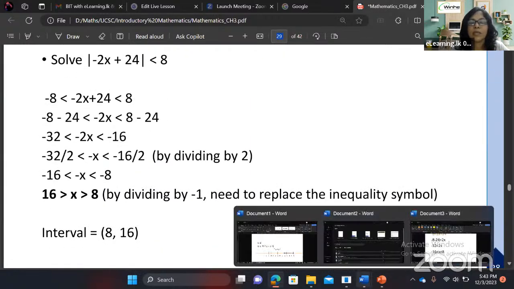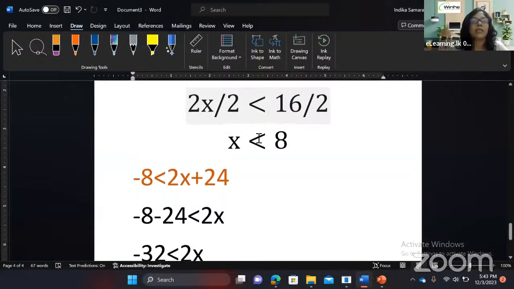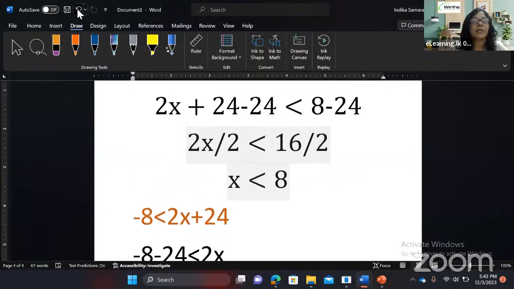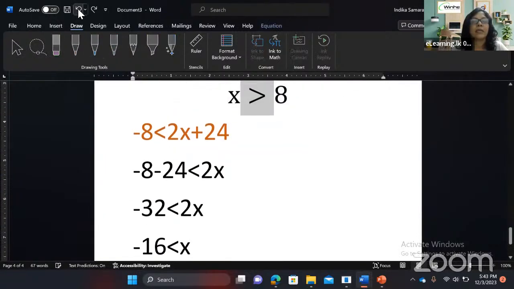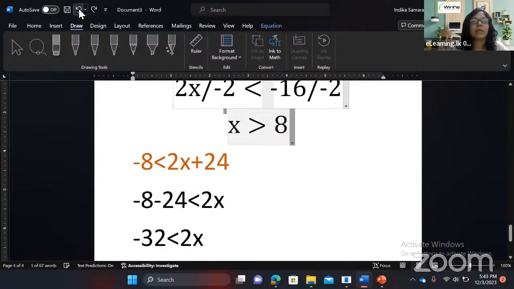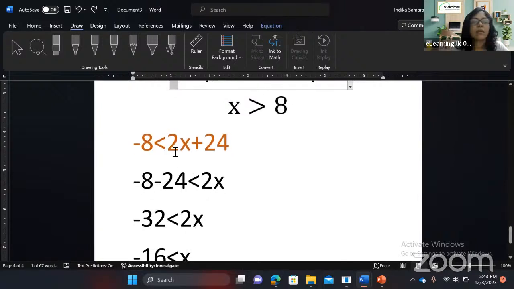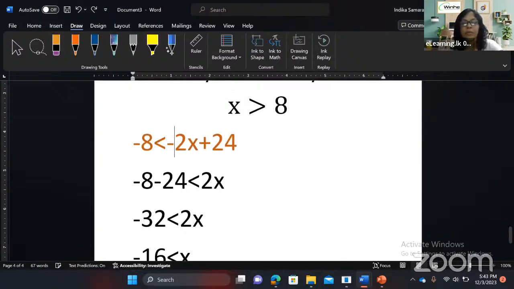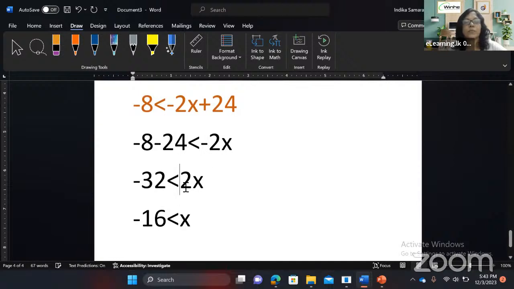I have made the mistake not here, but in the other part, right? In this part, I have put minus. So here the minus 2, minus 2 is there. Now we are going to divide both sides by minus 2.